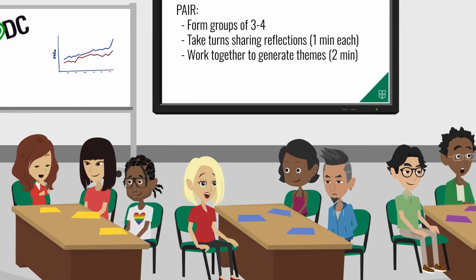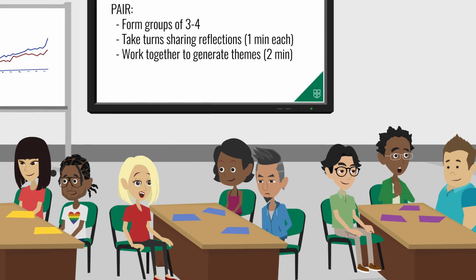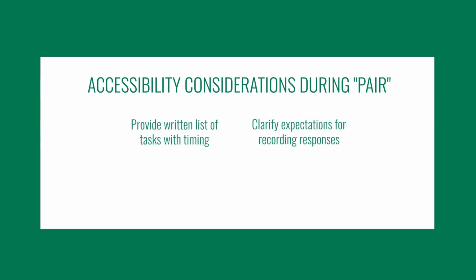Ask the students to discuss their answers. Again, you can judge the time, but 3 to 4 minutes often works well. Accessibility considerations for pair. Provide students with a list of tasks written down in steps with timing. For example, share your reflections for 2 minutes each, then work together to generate themes for 2 minutes. This prevents one person from dominating the conversation.